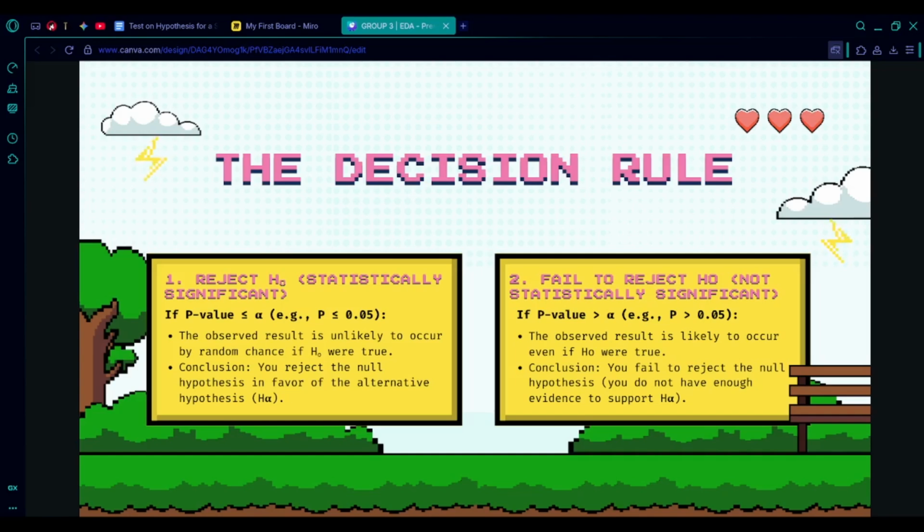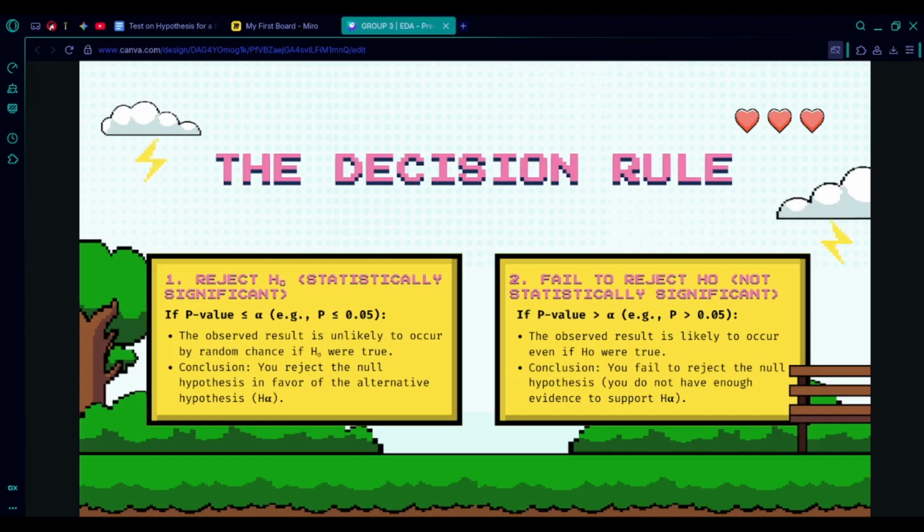Yun ay makikita nyo rin later on sa ating mga sample problems na hindi laging 0.05 ang ginagamit. May times din naman na hindi given ang alpha level. In those cases, we will use 0.05.